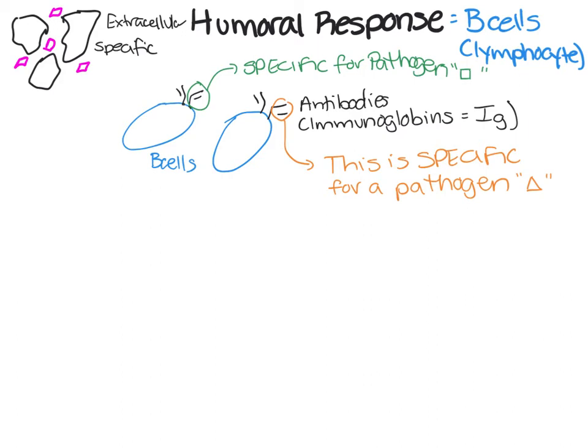Now these B cells are going to be specific for a pathogen. So you're going to have B cells for COVID. You're going to have other B cells for the flu you got last year. You're going to have B cells for every vaccine you've ever gotten. They're going to be living in your body.